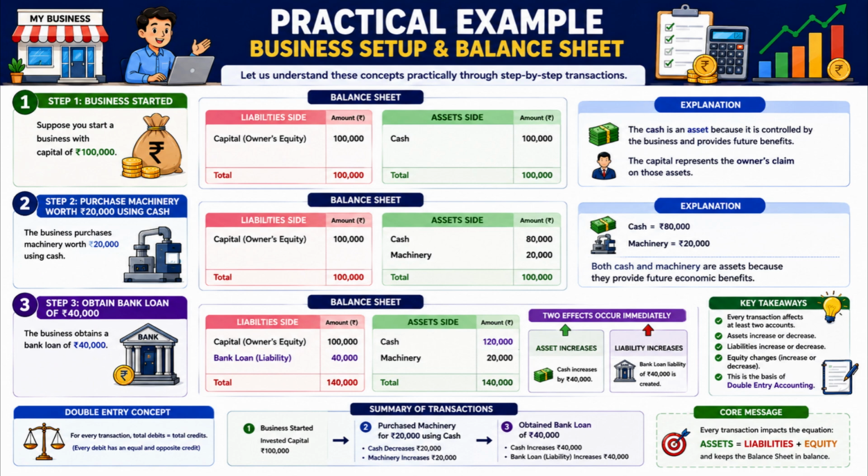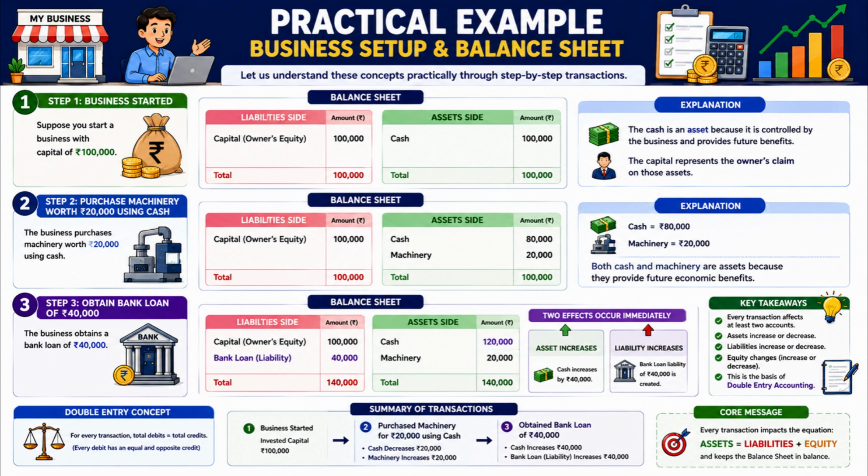Suppose you start a business with capital of 100,000 Indian rupees. The balance sheet will look like this. Liabilities side: Capital equals 100,000 Indian rupees. Asset side: Cash equals 100,000 Indian rupees. The cash is an asset because it is controlled by the business and provides future benefits. The capital represents the owner's claim on those assets.